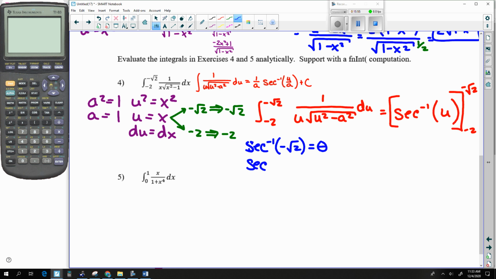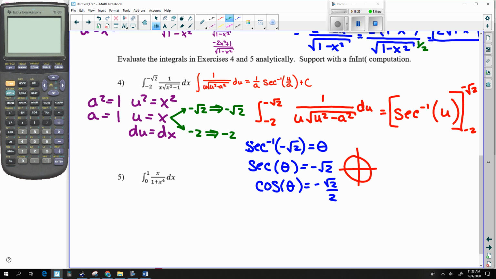And so that makes the regular secant of theta equal to negative square root 2. Secant is the inverse of cosine, so I'm going to take the inverse of both sides, so that means cosine is equal to negative 1 over square root 2, or negative square root 2 over 2. So where is the x coordinate of negative square root 2 over 2? That would be there, which is 3 pi over 4. Okay, so that's one math problem.